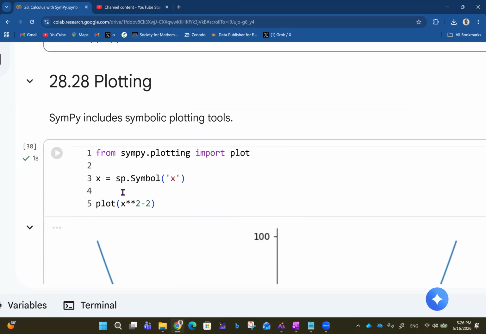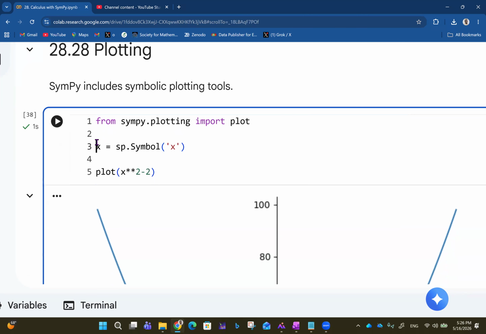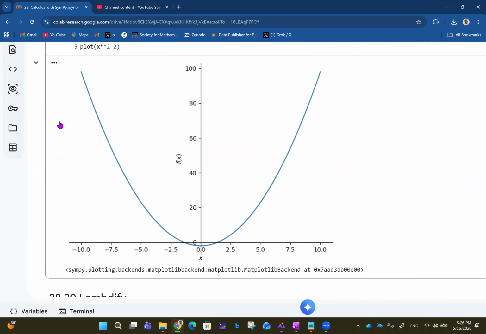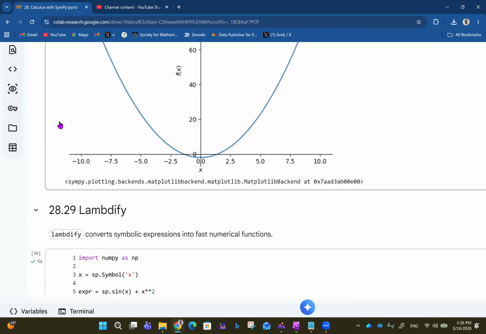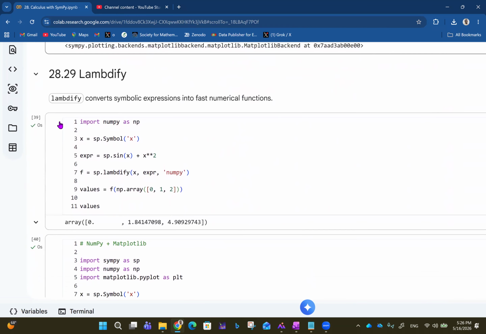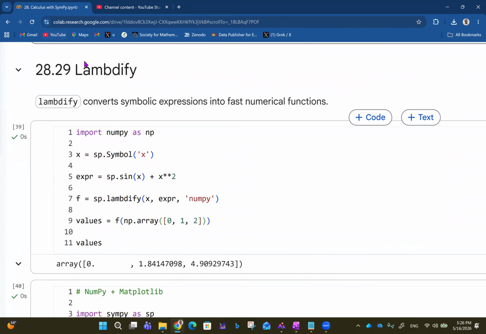And then you have the plotting. SymPy includes symbolic plotting tools. So from sympy.plotting, I think we did this in a previous video also. So you want to plot x squared minus 2. And this is exactly what you have here. So you can also lambdify. Lambdify converts symbolic expressions into fast numerical functions. So we've also done this in the previous video.